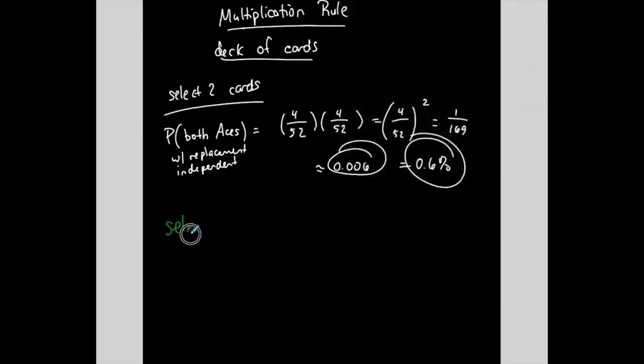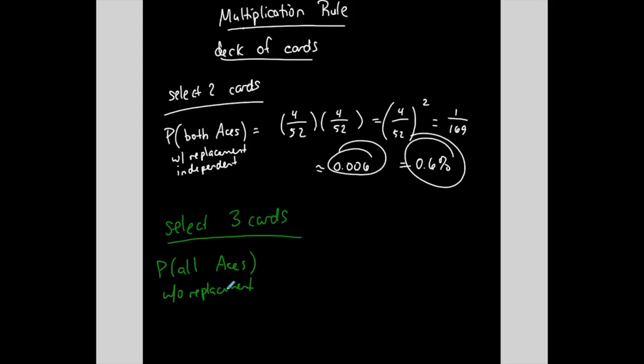Well, let's select 3 cards. And let's do the probability that they're all aces. Let's just do it again. But what I'm changing here is now it's without replacement. So now when I select the first one, I'm not replacing it and selecting the second one. I'm going to keep it out, then select the second one, and then keep that one out, and then select the third one.